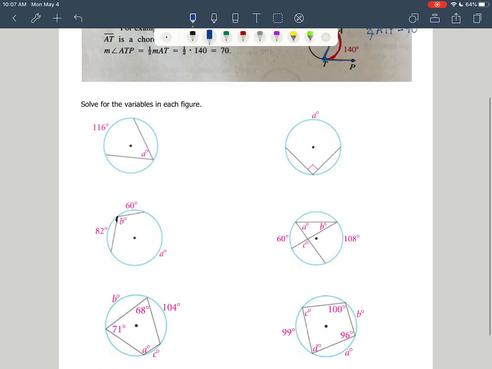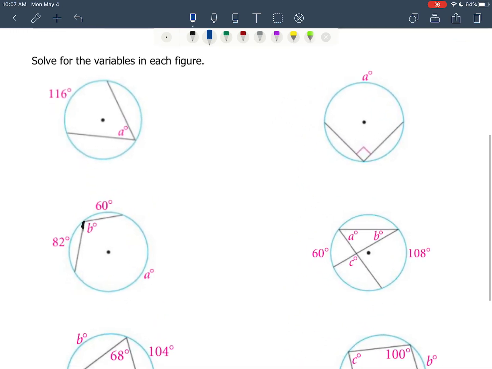So here we are. We're going to practice these ideas. We have an intercepted arc, and I highlighted the angle. So here's our intercepted arc and here's our inscribed angle in yellow. So we have our inscribed angle.